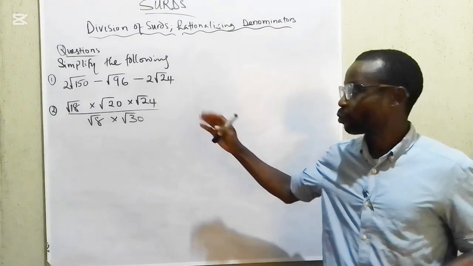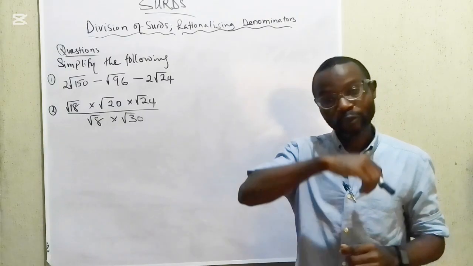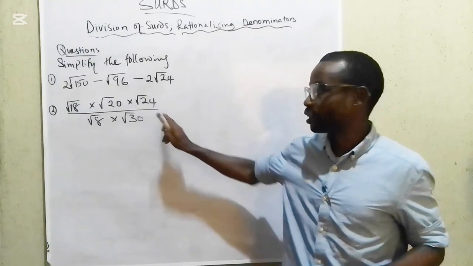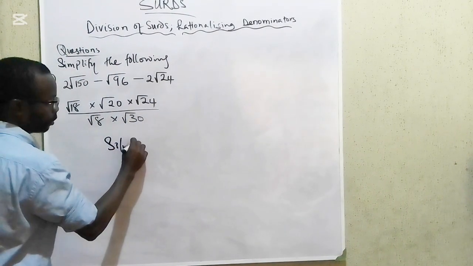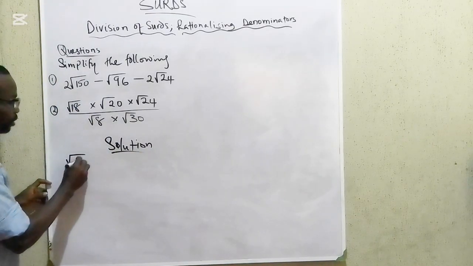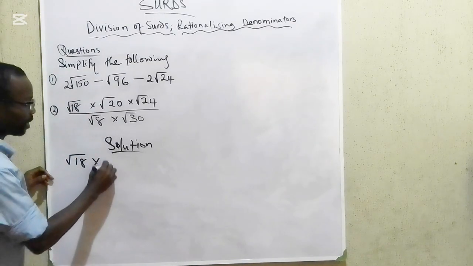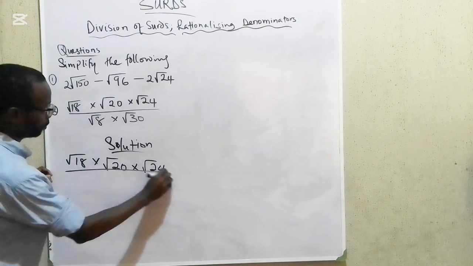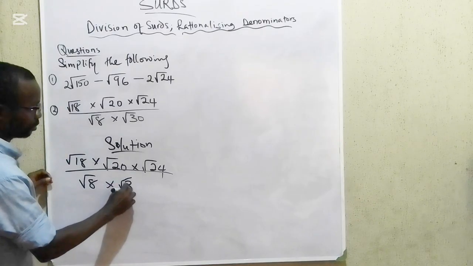Now, we've done this in the last video, so if you've not seen it, you want to go back to the previous video so you'd watch how we resolved this. So I'm going to go ahead with this. Now, this is what we do. Solution to it. Let's just try to solve it. So what we have is root 18. When I say root 18, I mean the square root of 18 or whatever root it is. Root 18 times root 20, root 24, divided by root 8 times root 30.